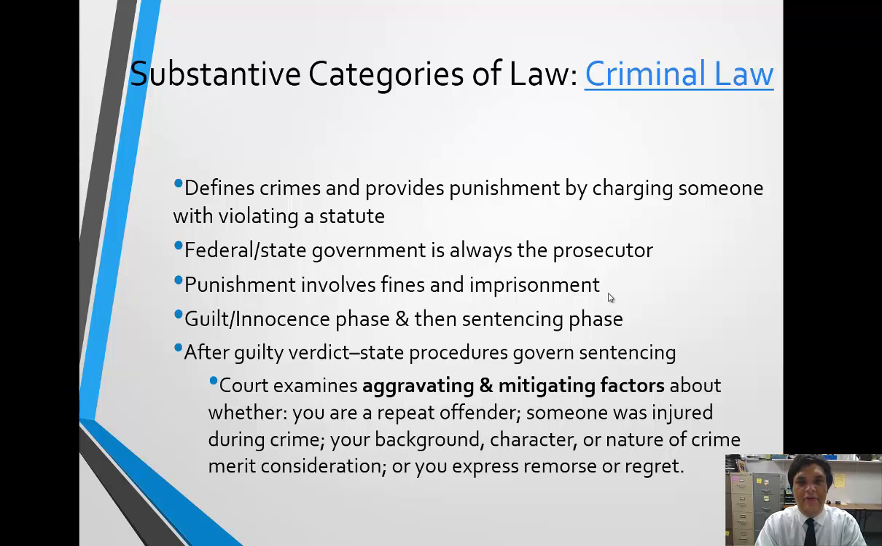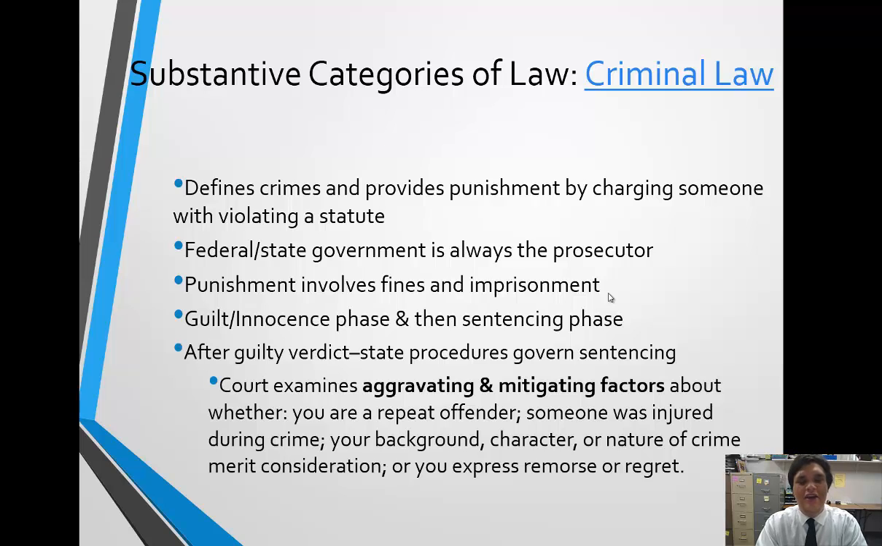things that may have led you to do that crime or things that may have proven your innocence in that crime. And then you'll also look at a number of other factors, such as if you're a repeat offender, someone was injured during the crime, your own background, your own character as well, the nature of the crime, merit consideration, or whether you express remorse or regret. Those are all factors that will be taken into the sentencing phase of the crime. So those are very important things to keep in mind if you ever are convicted of a crime.